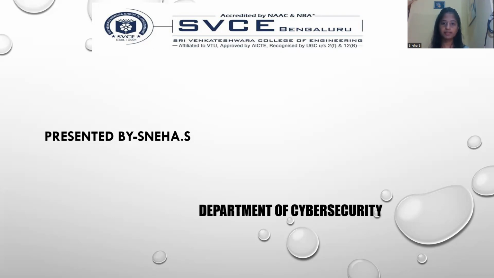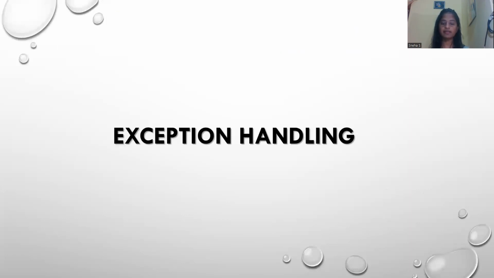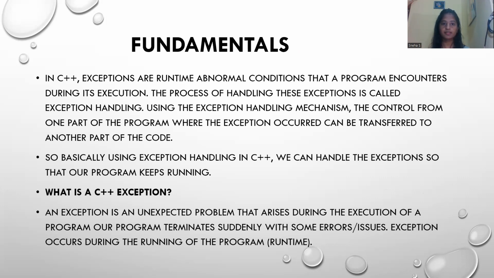Today we'll be dealing with exception handling in OOPS and C++. So let us begin. In C++, exceptions are runtime abnormal conditions that a program encounters during its execution. The process of handling these exceptions is called exception handling. Using this exception handling mechanism, the control from one part of the program where the exception has occurred can be transferred to another part of the code.